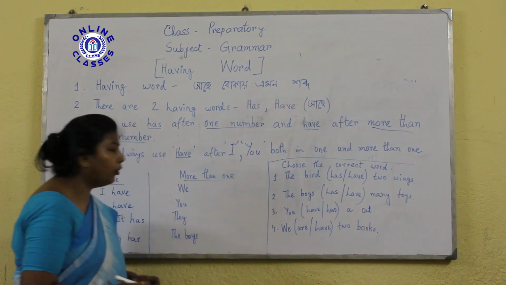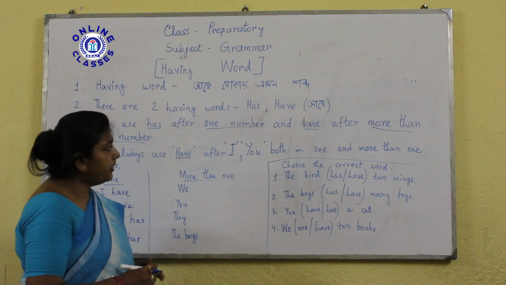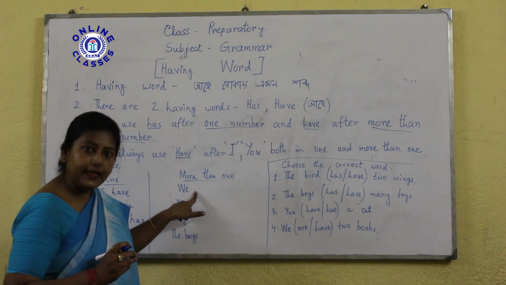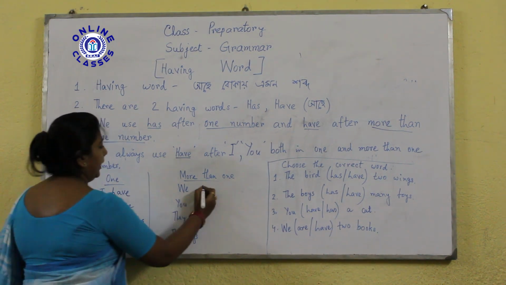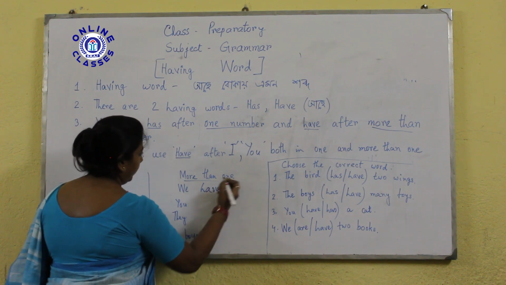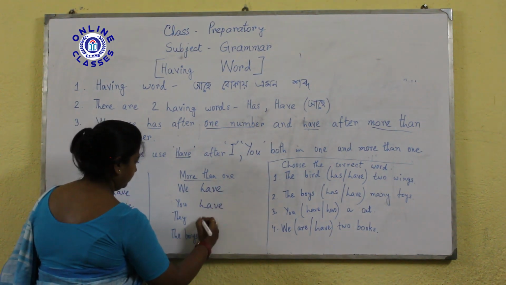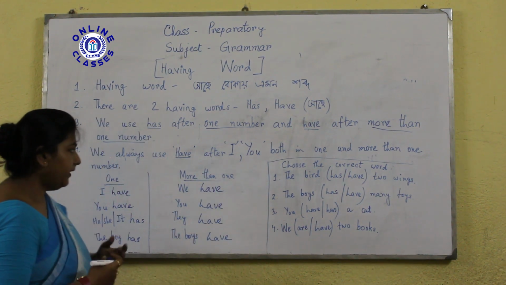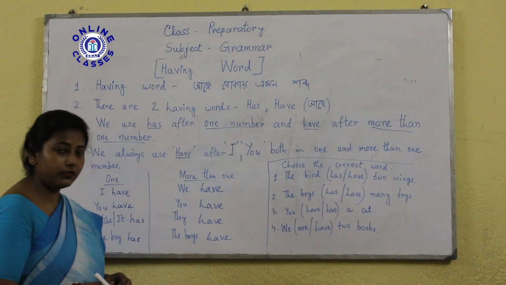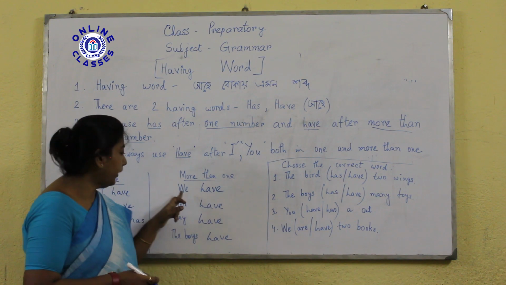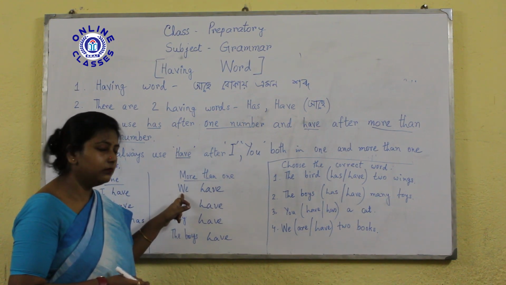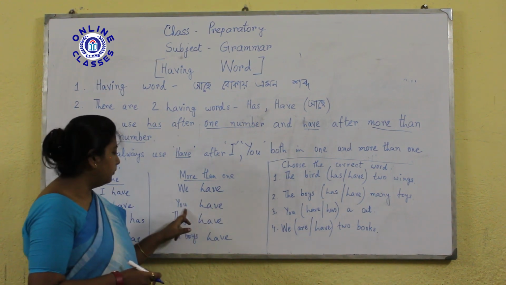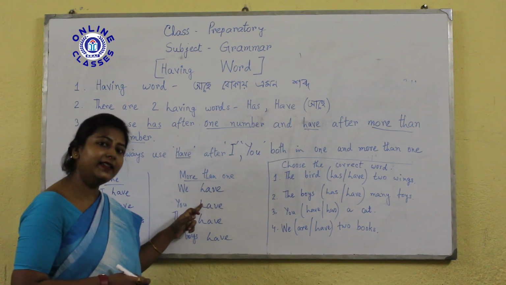Now come to more than one number. I have told you that after more than one number we will put which having what? Yes, have. So I am putting here have after all the more numbers. So now we have to know their Bengali meanings also. We have. We means amra. Amra আছে না, আমাদের আছে. You have. তোমরা আছে না, তোমাদের আছে.